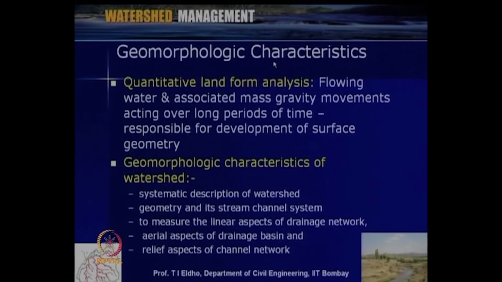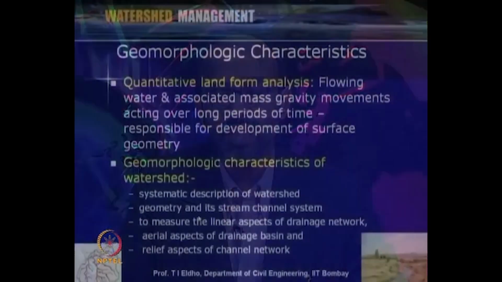As far as geomorphological characteristics are concerned, we have to deal with quantitative landform analysis, like flowing water and associated mass gravity movements acting over long periods of time. How the flow is taking place and the associated mass gravity movements, all these we have to consider, and this is responsible for the development of surface geometry. A watershed can evolve according to the flow pattern within the watershed, so we have to assess what kind of variation is taking place within it.